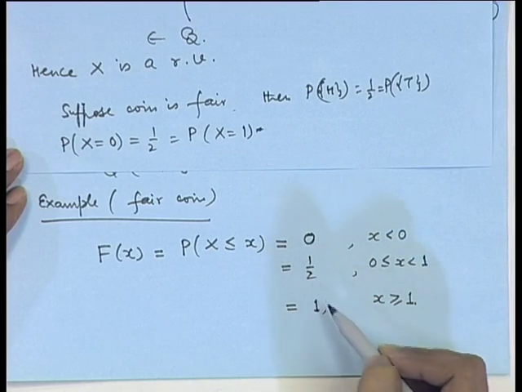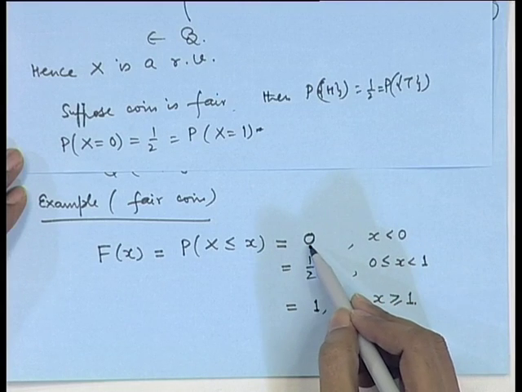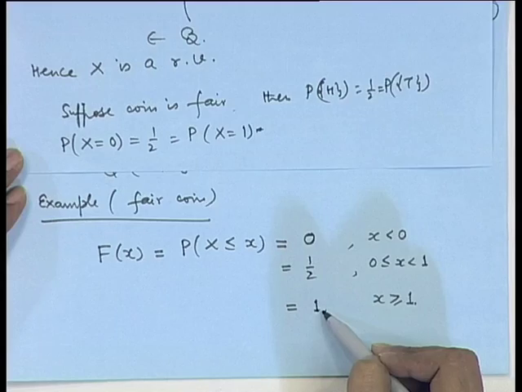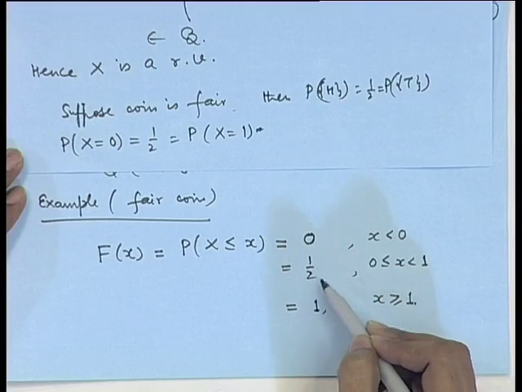The function is clearly non decreasing. As x tends to minus infinity, F(x) is going to 0, and as x tends to plus infinity, it is going to 1. So, all the conditions of the cumulative distribution function are satisfied here.